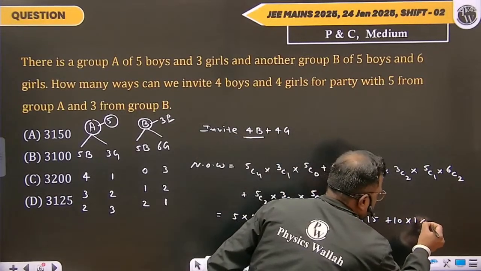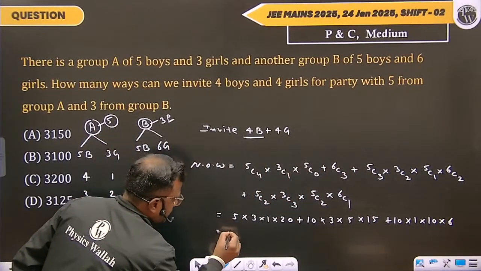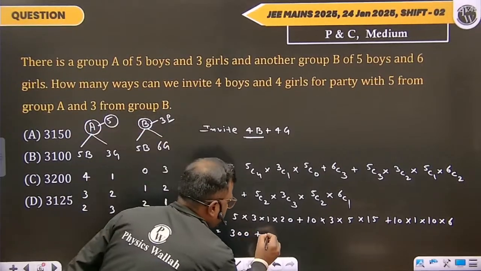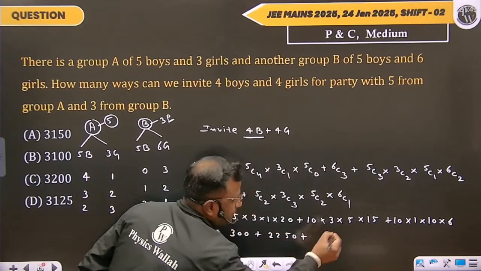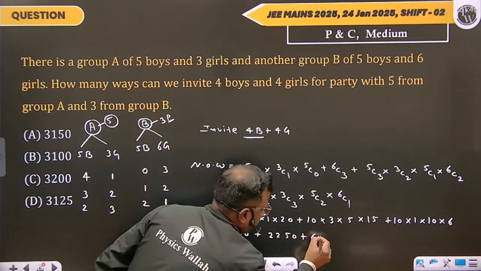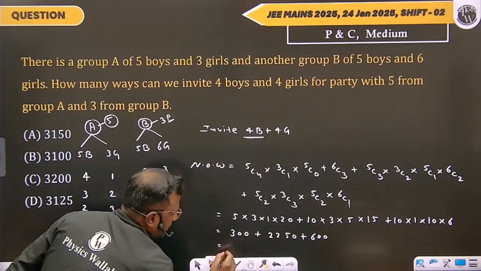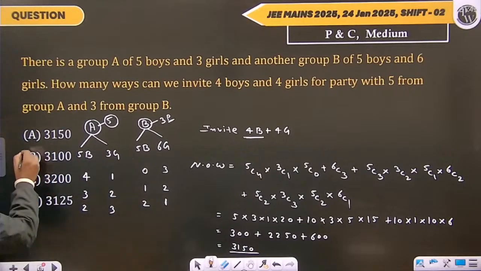Okay, now solve 300 plus 2250 plus 600. Final answer will be 3150. Option A will be the answer. Okay, now option A is the right answer. Okay, now next question.